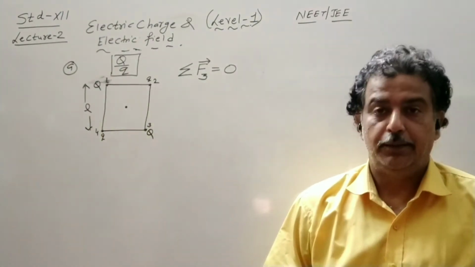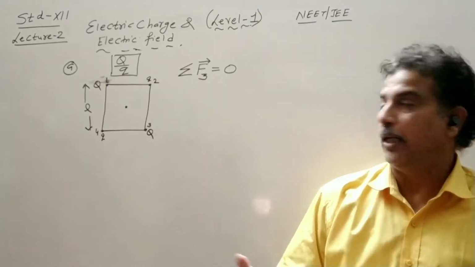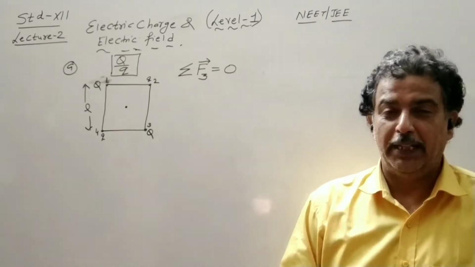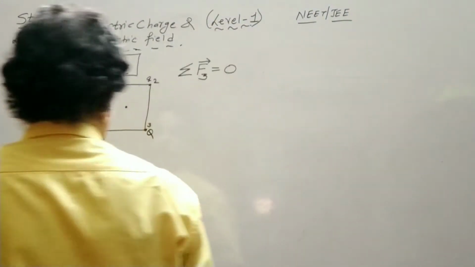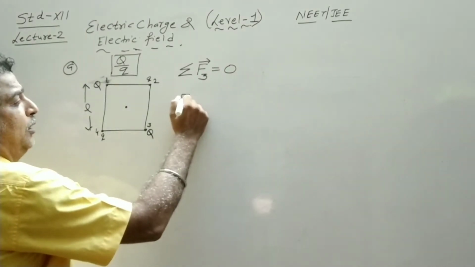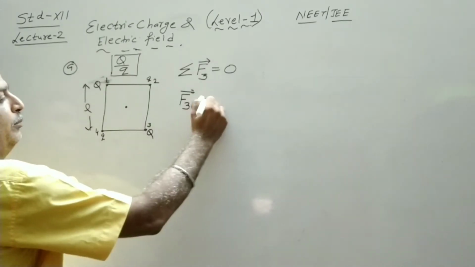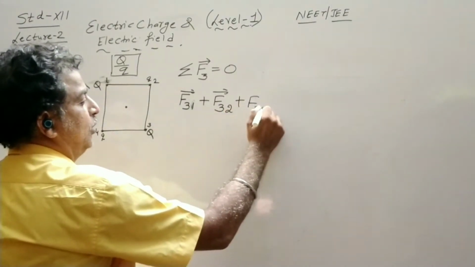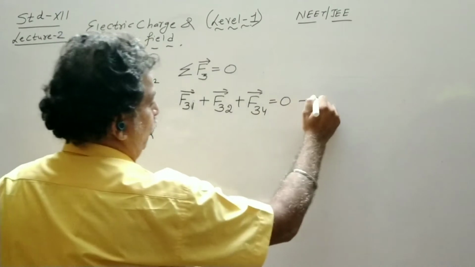Now seeing this question, we don't know what is the sign of the capital Q charge and the small q charge, and you cannot also assume it. But it is clear that the resultant force is 0. So first we find out the resultant force acting on charge 3. So it can be force on 3 due to 1 plus force on 3 due to 2 plus force on 3 due to 4 is equal to 0. So this is what you have to find out.